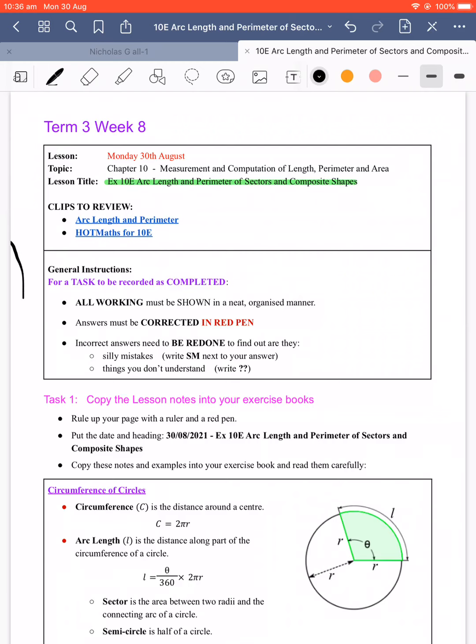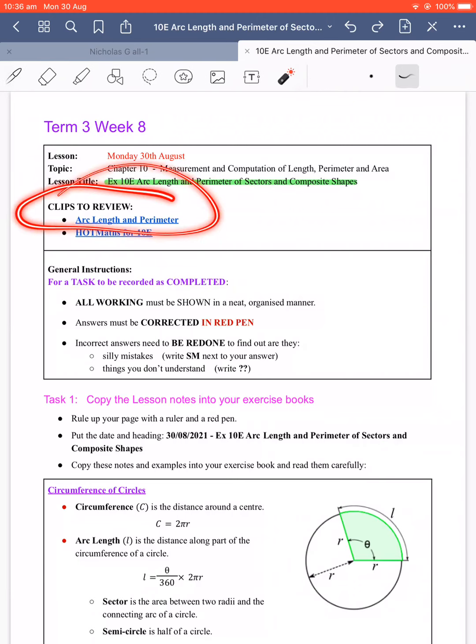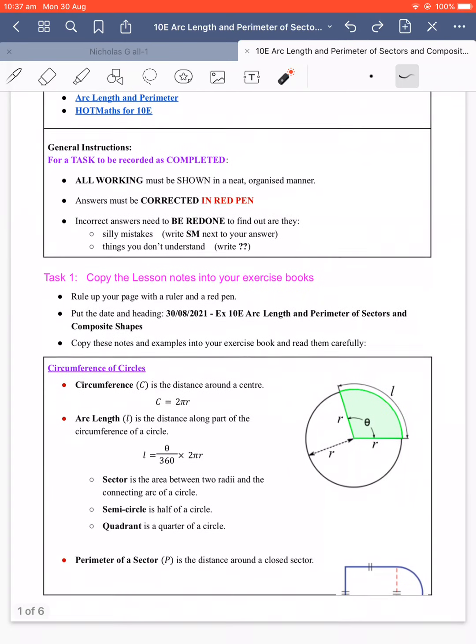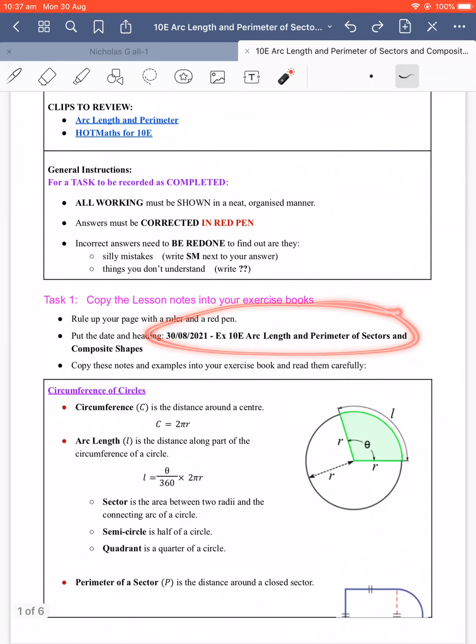So again, follow instructions as per usual and make sure as well that you are reviewing the clips to help you out, and there is also hot maths if you need further assistance. So again, make sure that you put in your date and your heading, and let's go on to our notes.